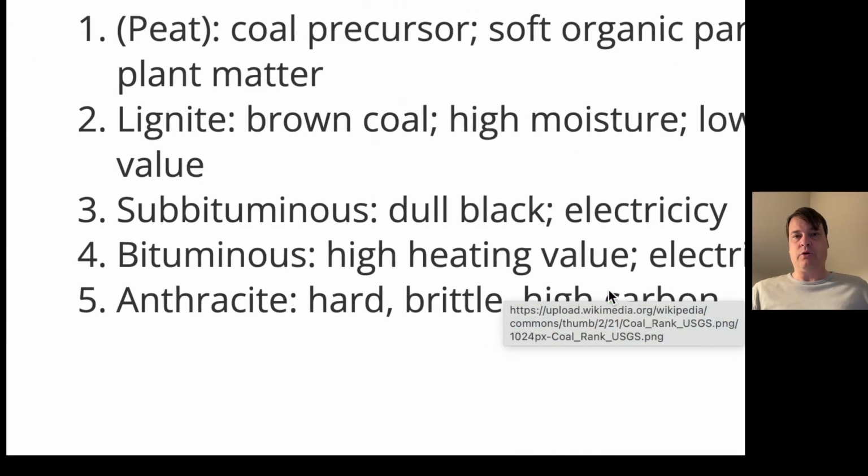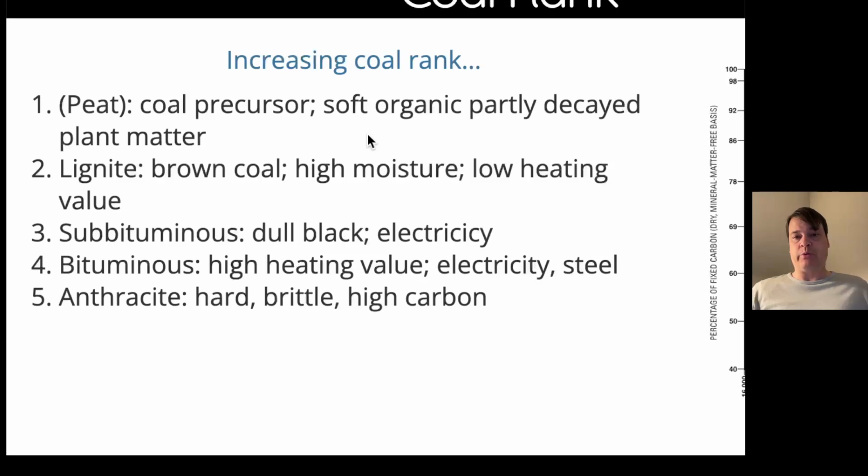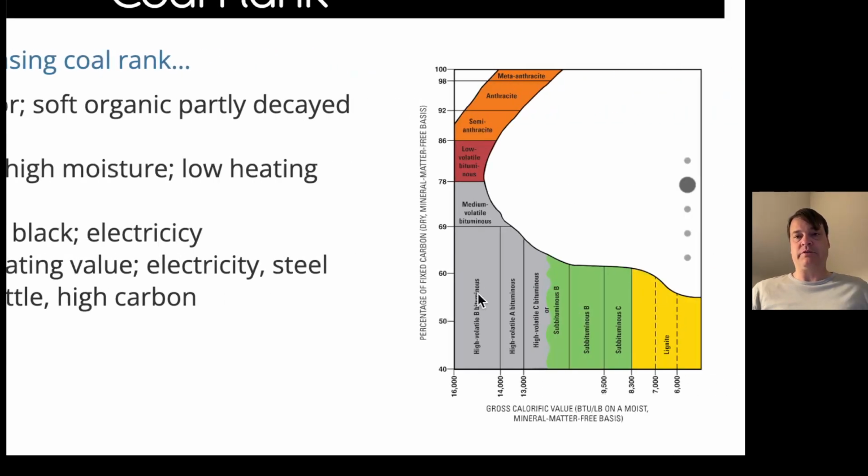So peat is the coal precursor, and it's soft, organic, partly decayed plant matter. Lignite, also called brown coal, has a relatively high moisture content and a relatively low heating value. And then subbituminous is dull black, used a lot for electricity. So is bituminous coal, which has a high heating value. It's also used in steel production. And then anthracite is a hard, brittle, high carbon substance.